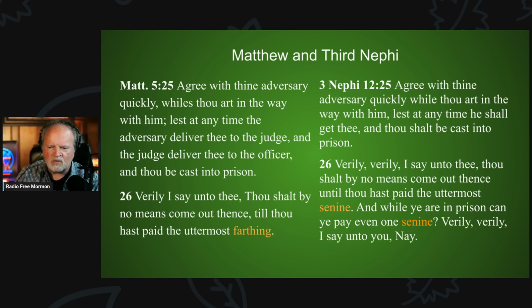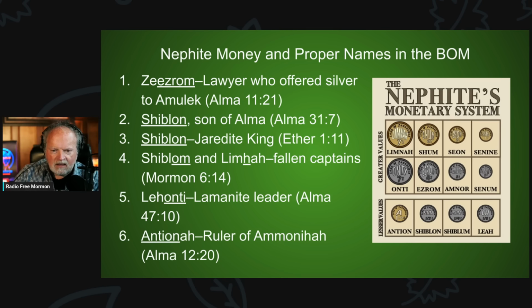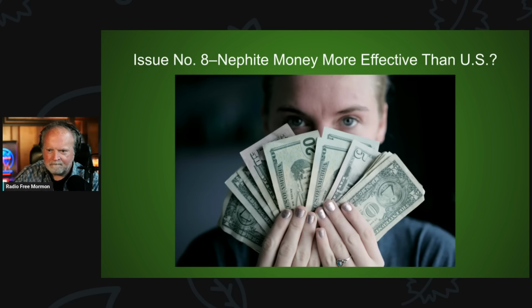And yet the Book of Mormon does not use the equivalent of a farthing in the Nephite monetary system. It was a good idea to include senine, but it was messed up in the execution. It should have been the smallest unit of measurement. Here's a chart. It should have been a leah. That's what it should have been. It should have been a leah, not a senine. Can you see how wrong it is? It should have been a leah in 3rd Nephi.